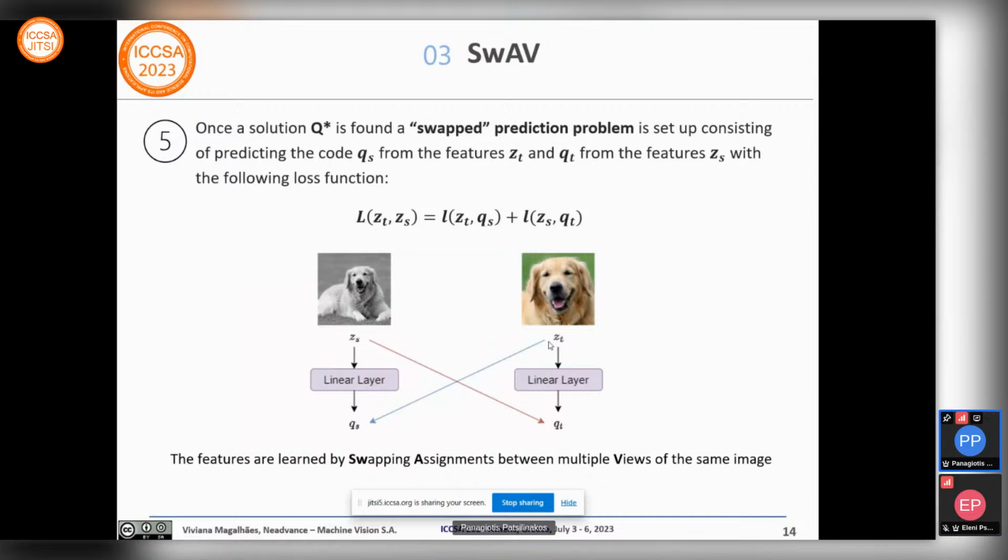loss function, which is the loss between the features Z and the codes. What happens here? If two images are similar, the codes must be similar too because they are from the same image. And so if they are similar, then a code should be able to predict the feature vector from the other image. And this is where the name comes from, swapping assignments between multiple views. This is the updating backpropagation, and it makes it not so hard to train.